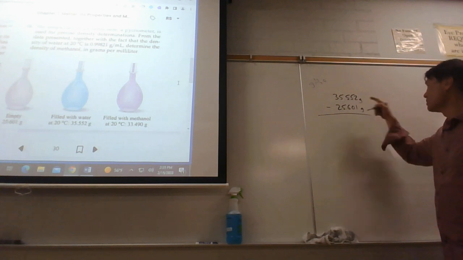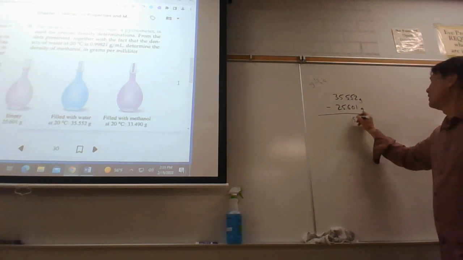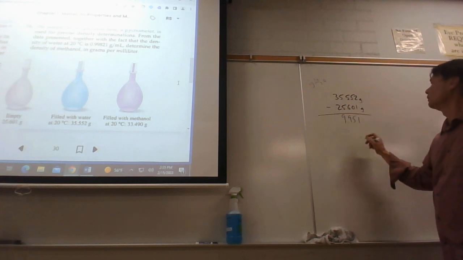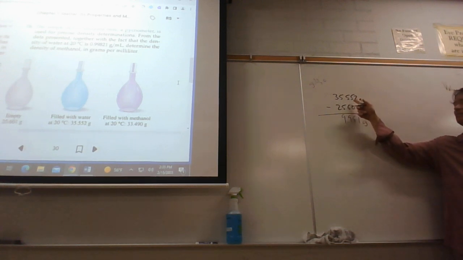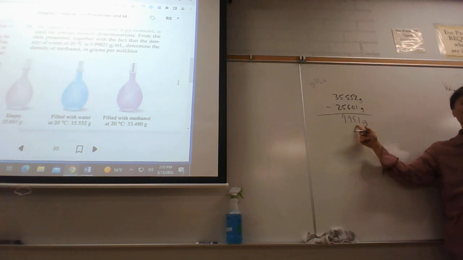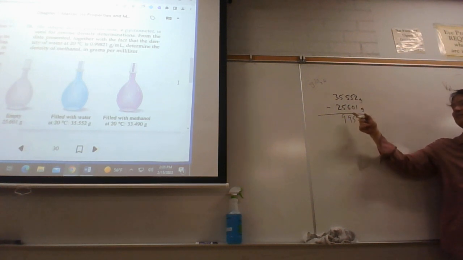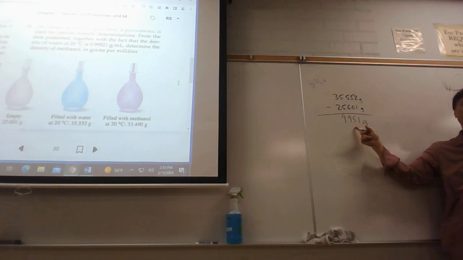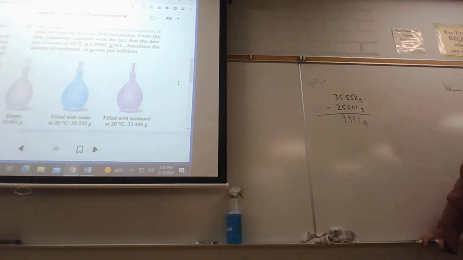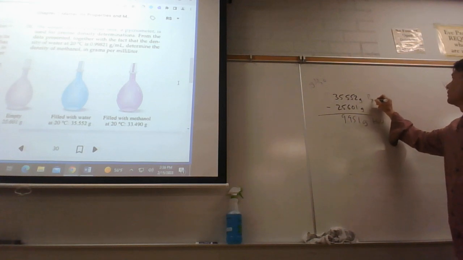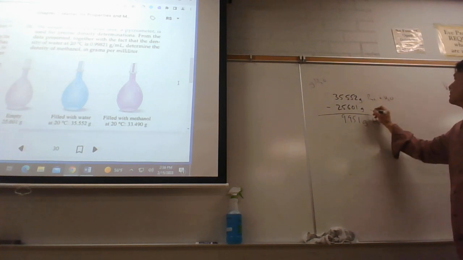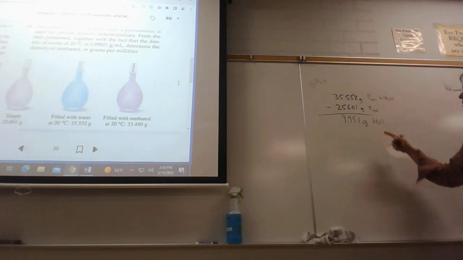Okay, so let's go ahead and do this one. This is going to come out 9.951. So I get 3 decimal places. 3 decimal places minus 3 decimal places gives me 3 decimal places. But this is 5 sig figs minus 5 sig figs, and we end up with 4 sig figs. And so for addition and subtraction, we don't care about sig figs. We care about decimal places. And so this is how many grams of water. This is the grams of pycnometer plus water. This is the grams of pycnometer. And so subtracting the 2, I just get the grams of water.